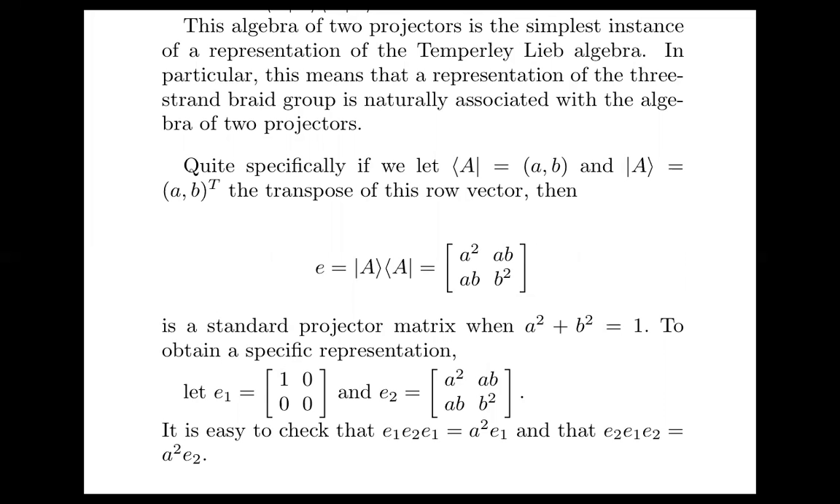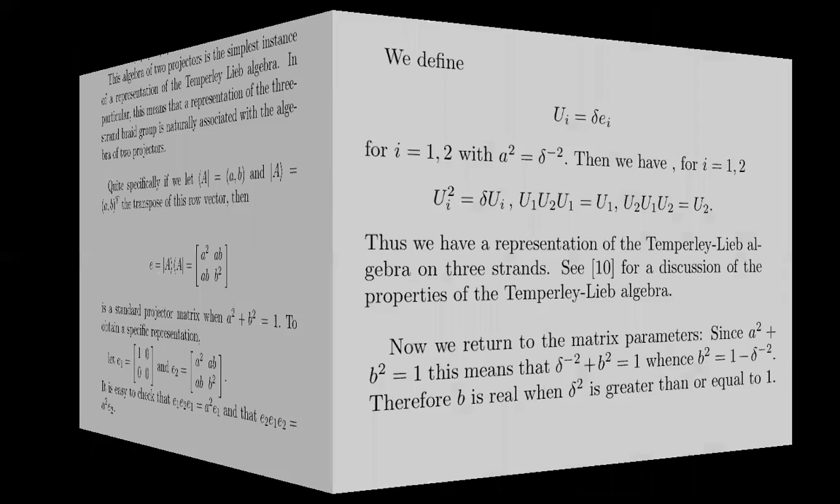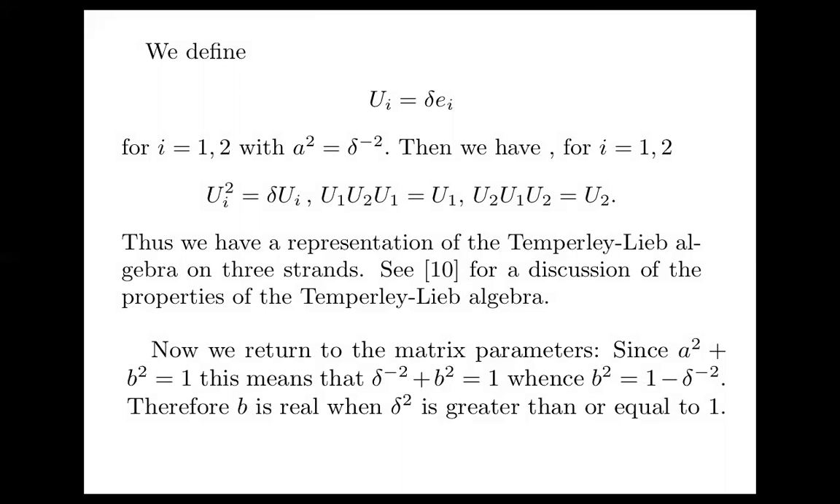So that's just doing the exercise I just did in the case of these two vectors. One of them is 1, 0, and the other is A, B. So now we go back to Temperley-Lieb and we define U_i to be delta U_i, and then we see that A squared should be delta to the minus 2. And so then we will have Temperley-Lieb in our usual form.